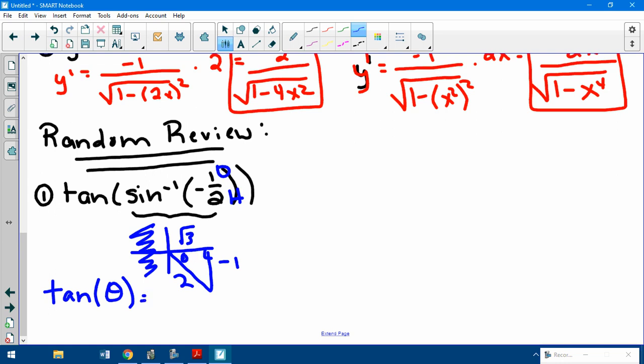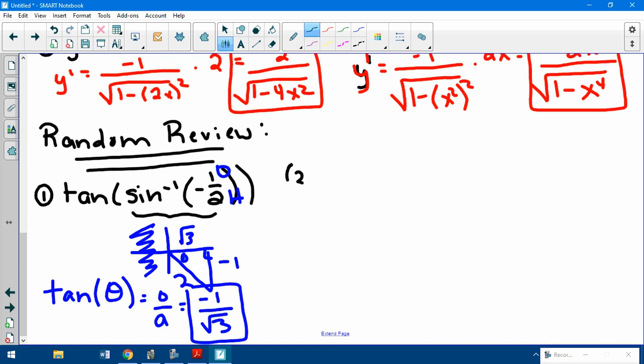And now I want the tangent of whatever that angle is, which I would just use this picture for anyway. We would say opposite over adjacent. Opposite's -1, adjacent's radical 3. That's my answer. So it's kind of a composition. Draw a picture for the inside, and then evaluate the trig function that's on the outside.